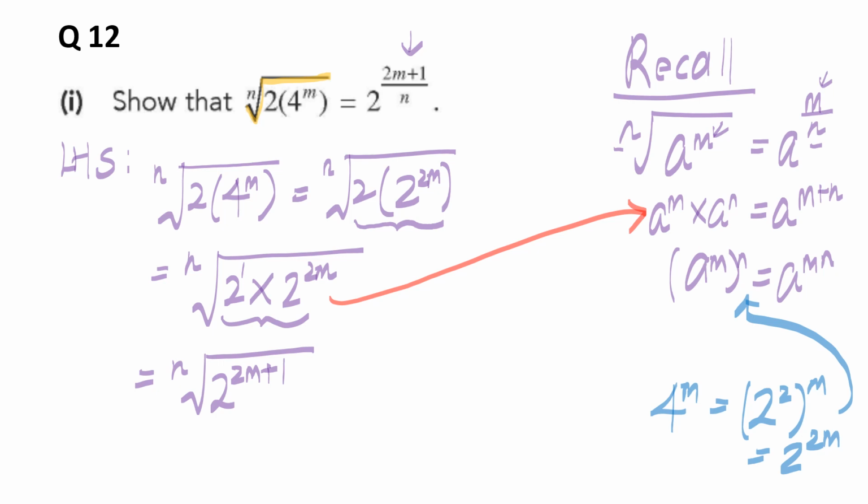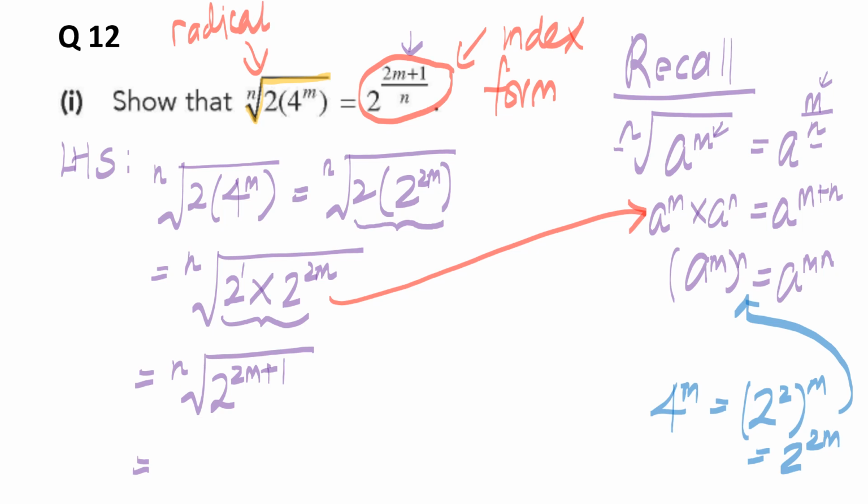Then the next thing, of course, is to express it in index form, because whatever you are asked to show is in index form. What you're given is in radical form, and you just have to express it in index form. We can make use of this rule here. So that will give us 2.